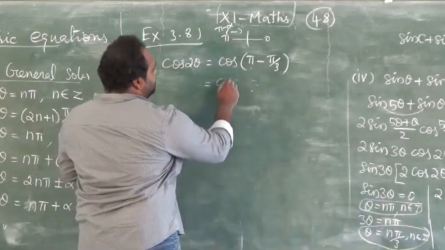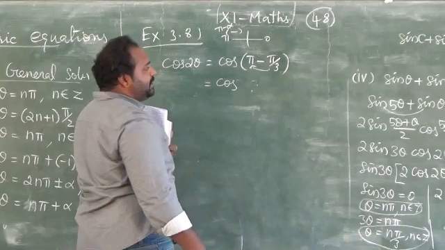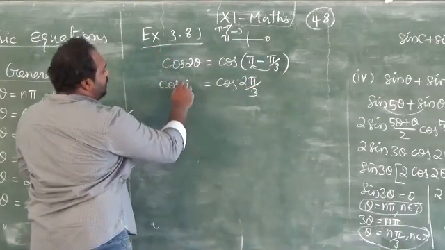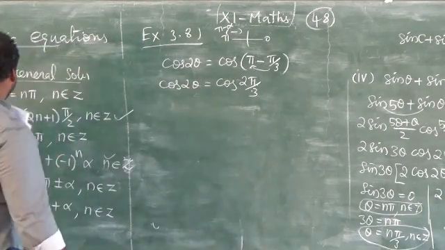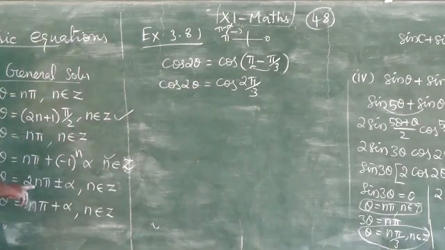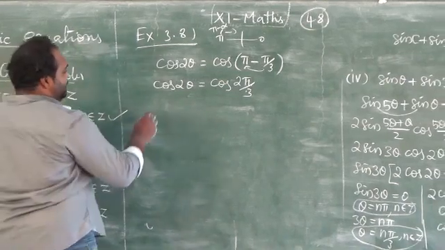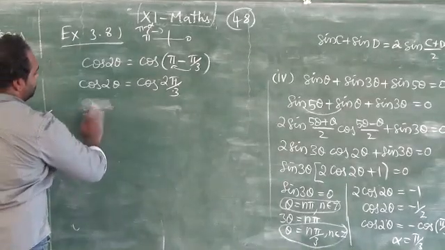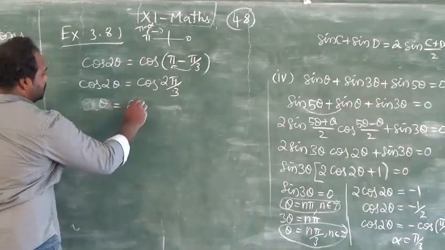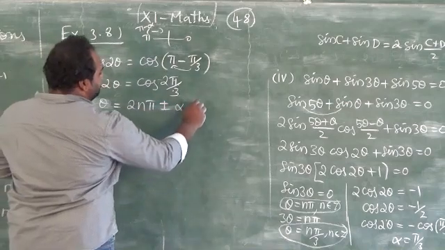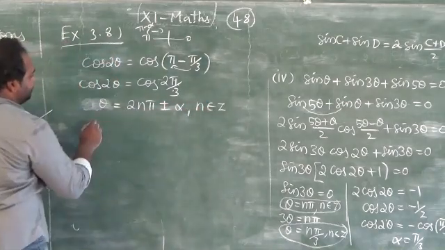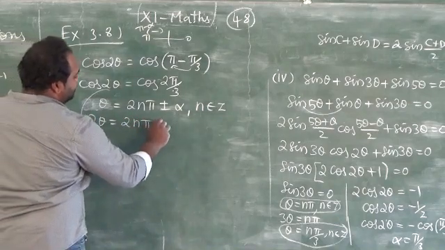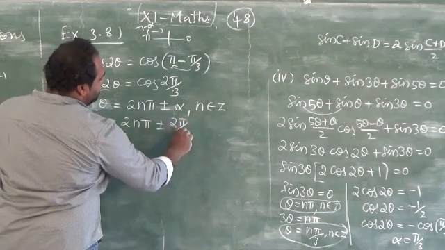So it will be cos, cross multiply, 3 pi minus pi is 2 pi by 3, 120 degree. Cos 2 theta equal to cos alpha. The formula for cos theta equal to cos alpha is theta equal to 2n pi plus or minus alpha, n belongs to Z. Using this formula, 2 theta is equal to 2n pi plus or minus 2 pi by 3 here.